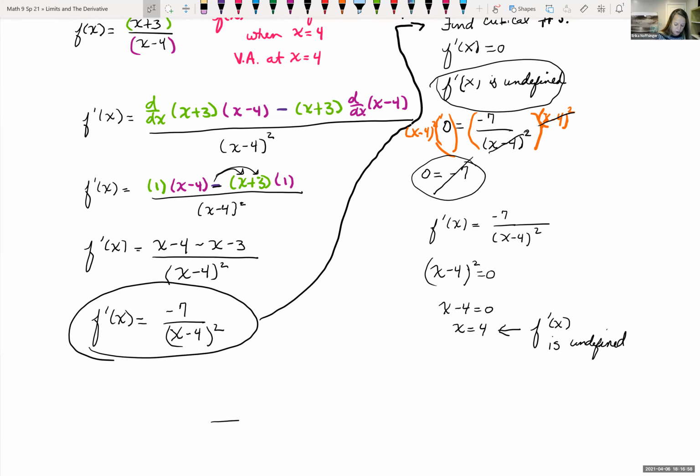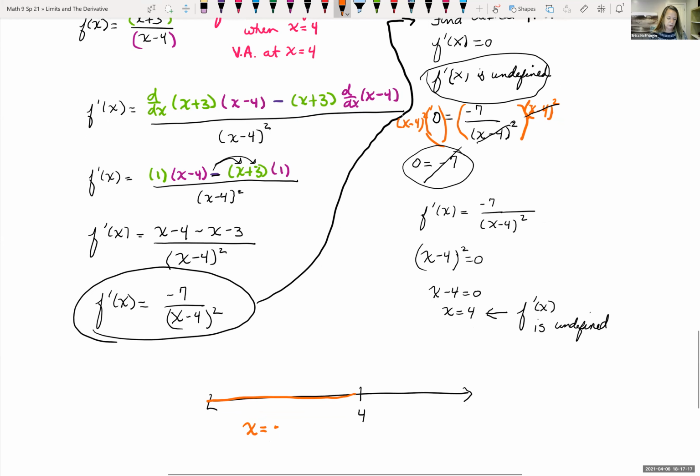So we only have one critical number. Let's put that on the number line, x equals 4. And we want to test on the left and the right of that. So you can choose any number to the left of x equals 4. So if we chose, how about x equals 0? If 0 is in that interval, that's the fastest and easiest one to use.